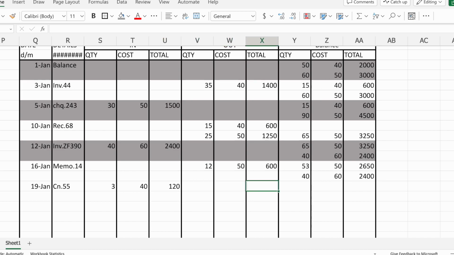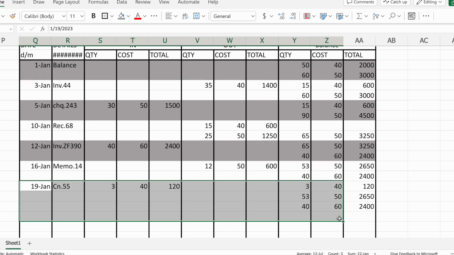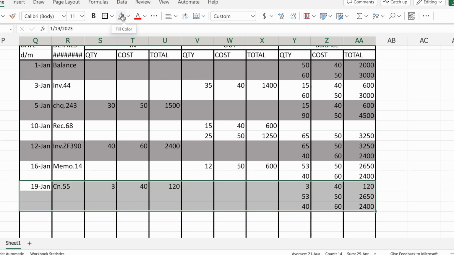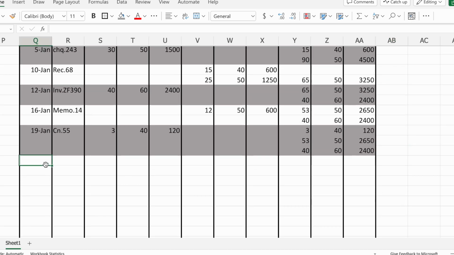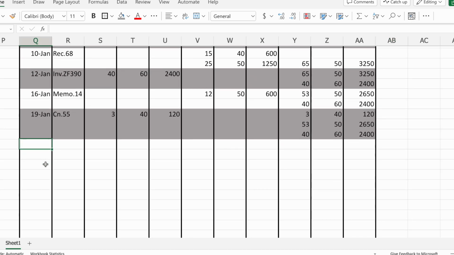Okay. Now the $40 inventory is back. There's a balance of 3. So we record that, and then 53, 50 to 650. The $50 one's not touched. The $60 one is not touched either, so they remain. So let's color code this. So remember, the only difference between the previous one and this one is that the previous one uses identified cost and this one uses FIFO.